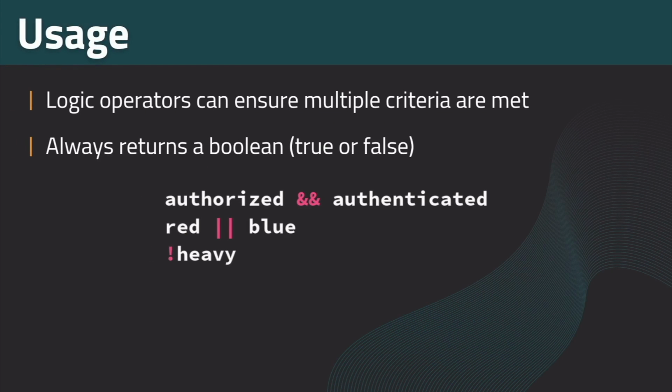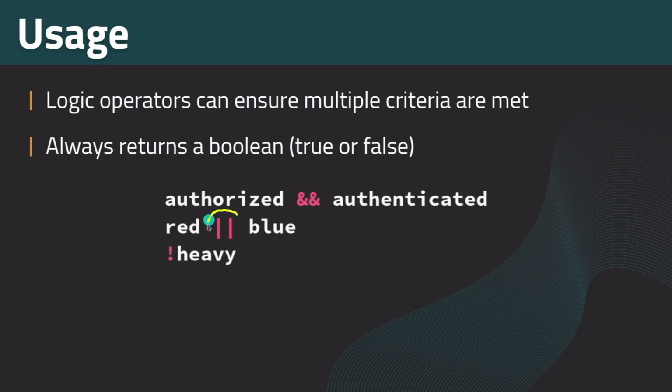So what you can do with the logic operators is combine true and false things. So in this example, these would all be Booleans. So we have authorized and authenticated. So both of these need to be true because we're using 2 ampersands. So if both of those are true, then the return value will also be true. If either one of these is false, then the return value will be false.